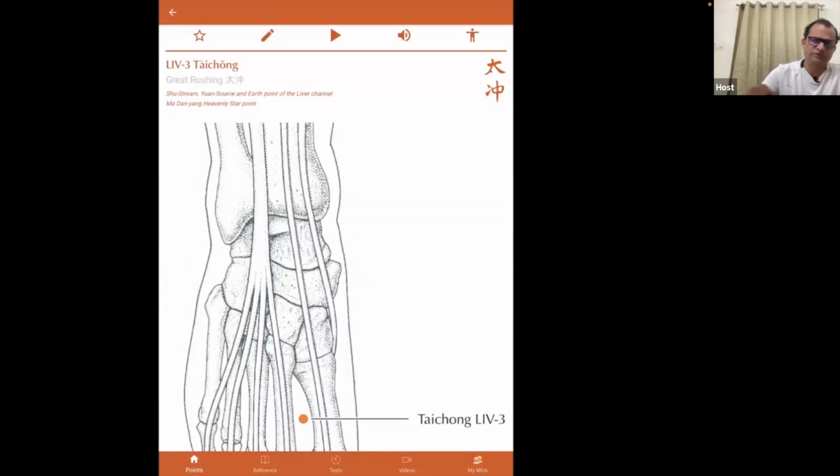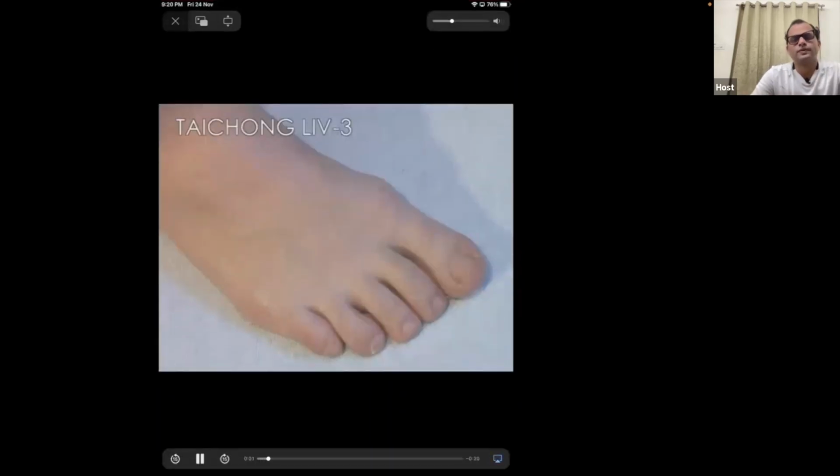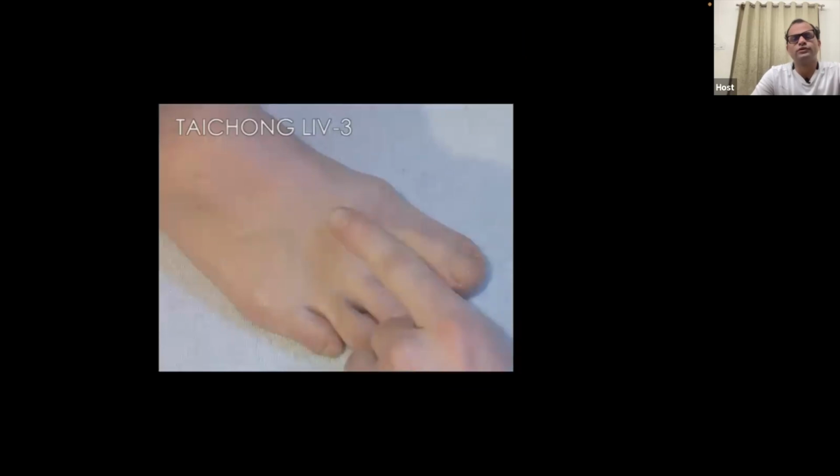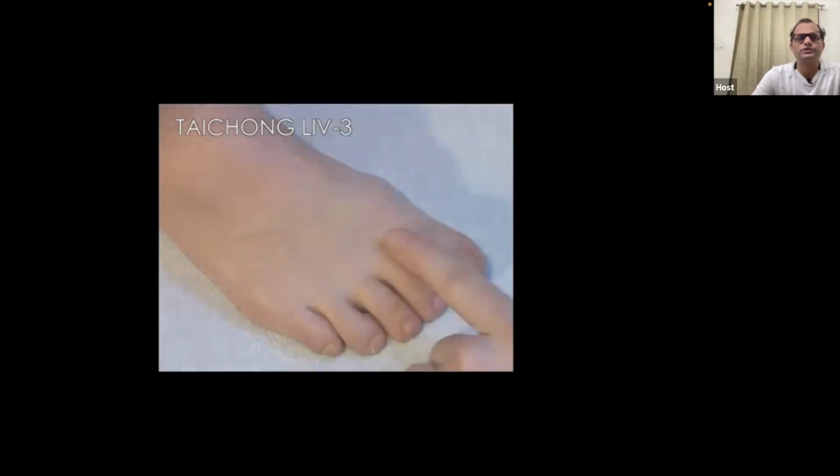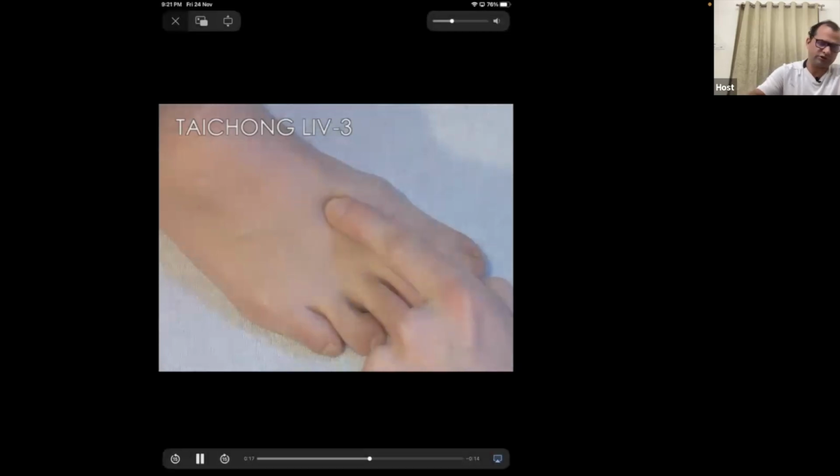Then the liver 3 point is 2 chun away from the web margin. 3 अंगुल से नाप सकते हैं. We can measure with 3 fingers. So this point is located from the web margin. It's 2 chun. This is liver 3.